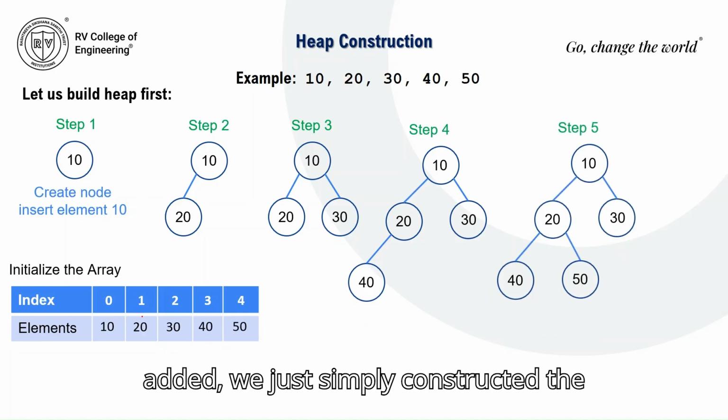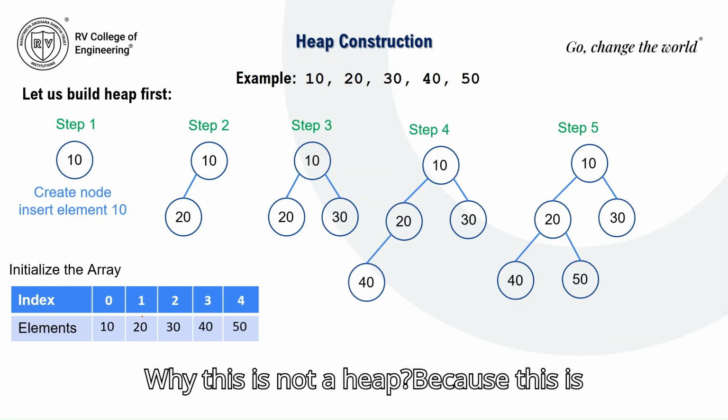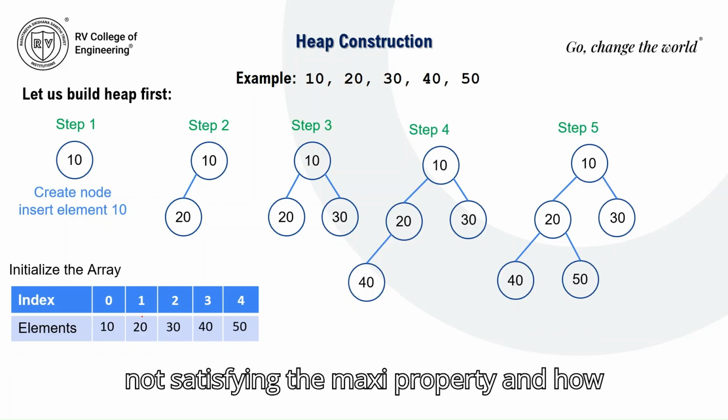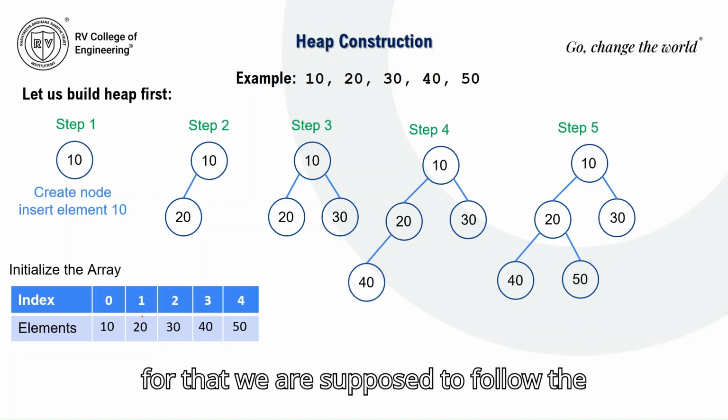We have simply constructed the tree, but this is not a heap. Why is this not a heap? Because this is not satisfying the max heap property. Then how do we make this particular tree a max heap? For that, we are supposed to follow a method.